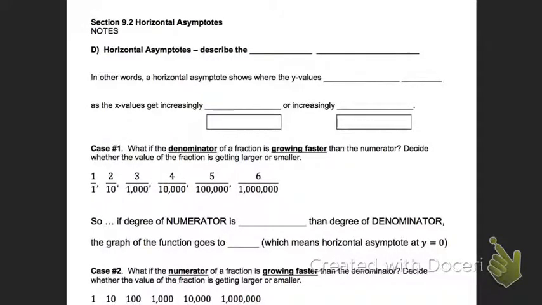So 9.2, horizontal asymptotes. Horizontal asymptotes describe the end behavior. Does anyone remember what I mean when I say end behavior? We did that in the polynomial unit. Like what it's doing all the way to the left and what it's doing all the way to the right. And we drew those arrows. Up, down, up, that kind of stuff.